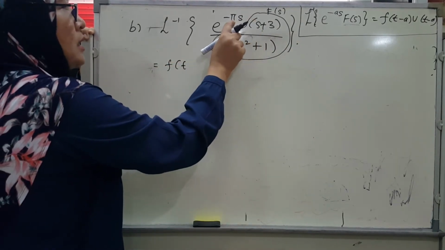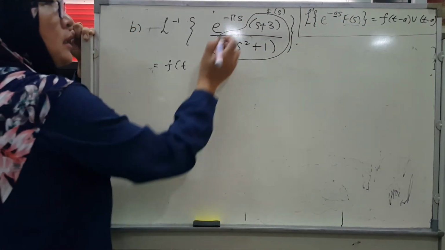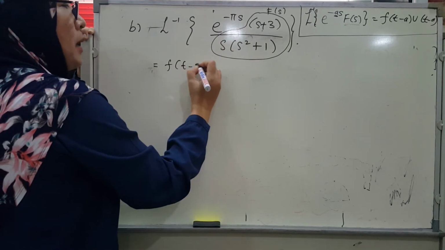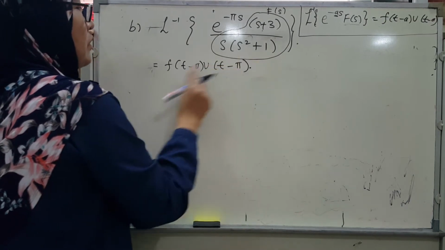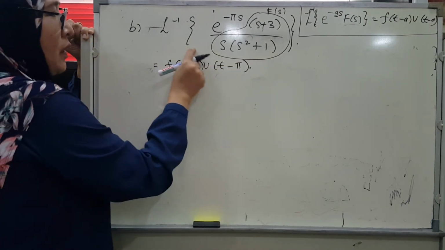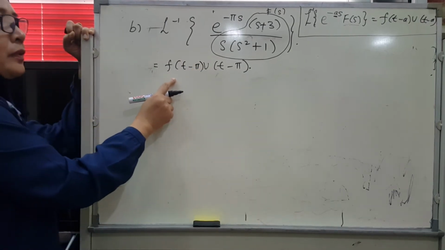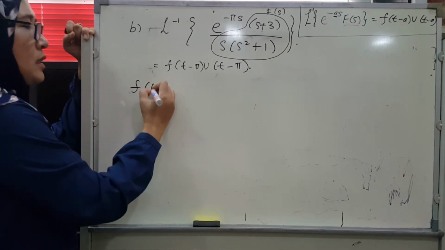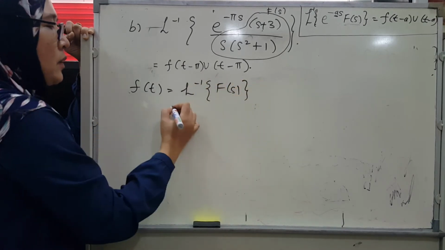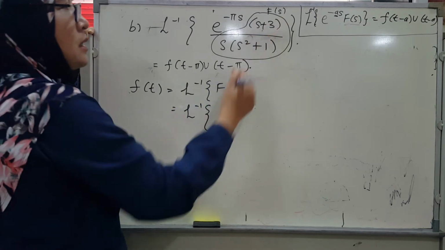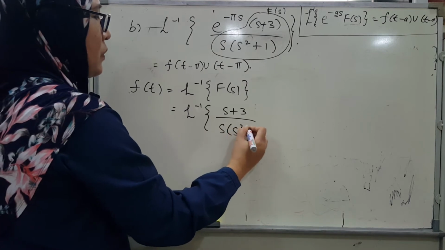Identify your a. a is the power of the exponent over here, pi. So the general answer is f(t minus pi) u(t minus pi). So we need to find f(t minus pi). In order to find f(t minus pi), we need to find f(t). What is f(t)? f(t) is the inverse of F(s), right? So what is F(s)? F(s) is (s plus 3) over (s squared plus 1).